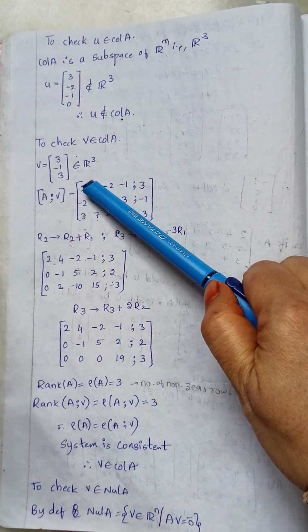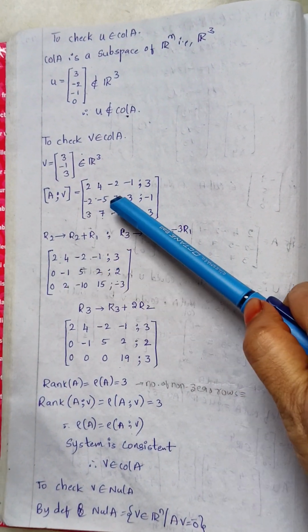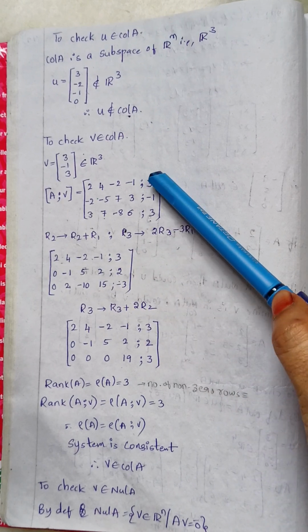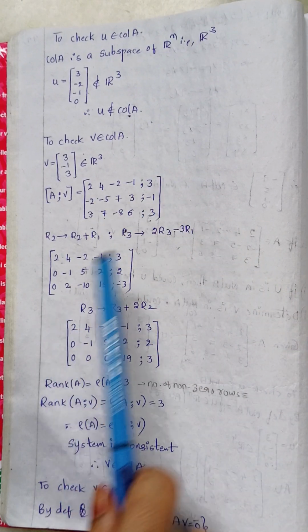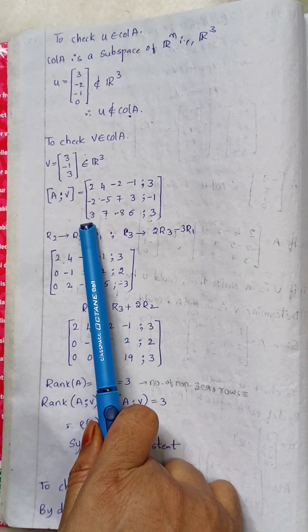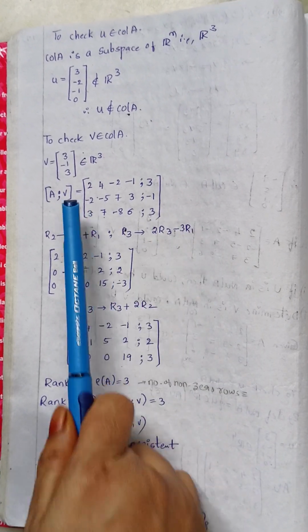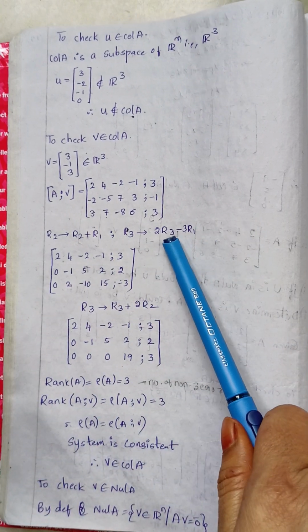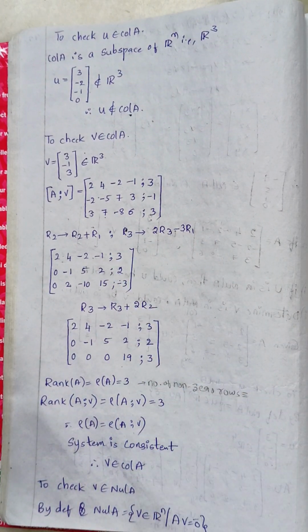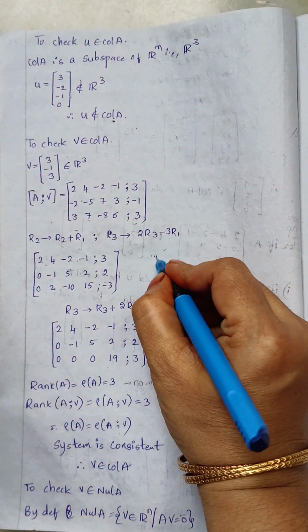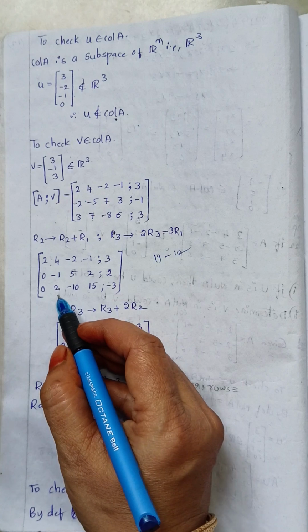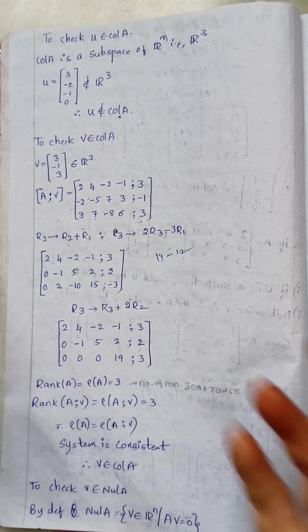Then R2 plus R1: minus 1 here and 5 here and 2 here. Here this plus this means 2 here. Similarly 2R3, 2 into 3, 6 minus 3R1, 6. 6 minus 6, 0. Similarly 2R3, that is 14 minus 3R1, 12. This is 2. Like this we can do for every number.